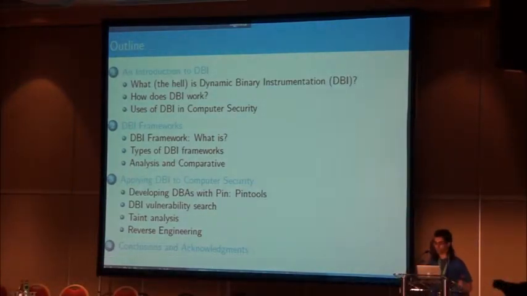This is the outline of the talk. First, I'm going to talk a bit about what is DBI, how does it work, and the main uses you can do for computer security. Then I will move to what is a DBI framework, the types of DBI frameworks that we can find on the internet, and the analysis and the comparative that we have performed. Then I will show you some demos about how we can apply DBI to computer security, mainly for looking for vulnerabilities, for doing some timing analysis, and for reverse engineering. After that, the conclusions and the acknowledgements.